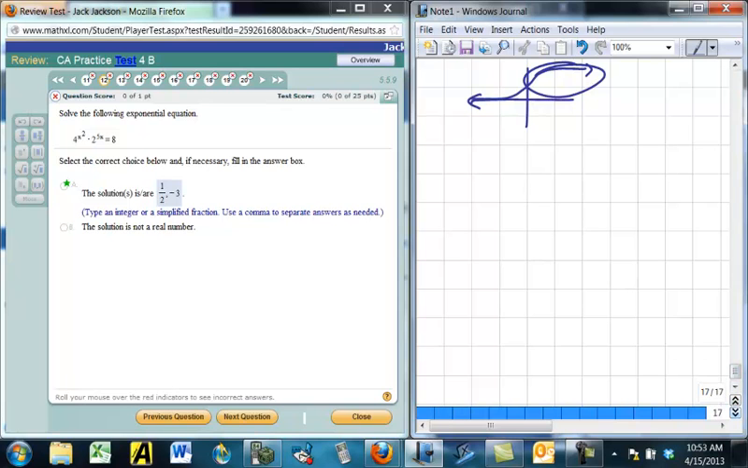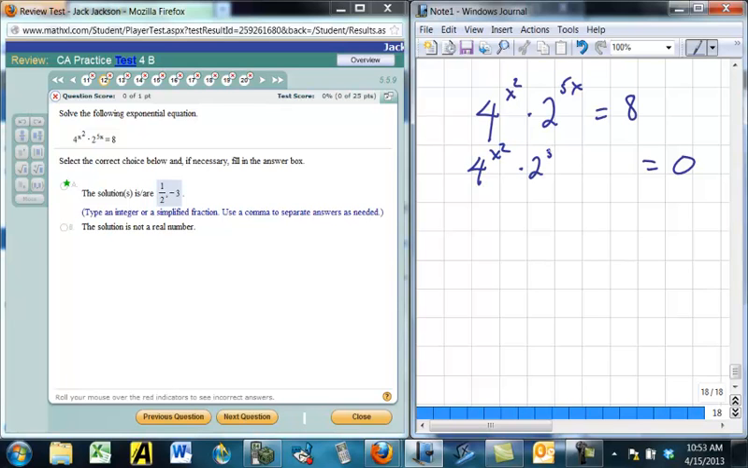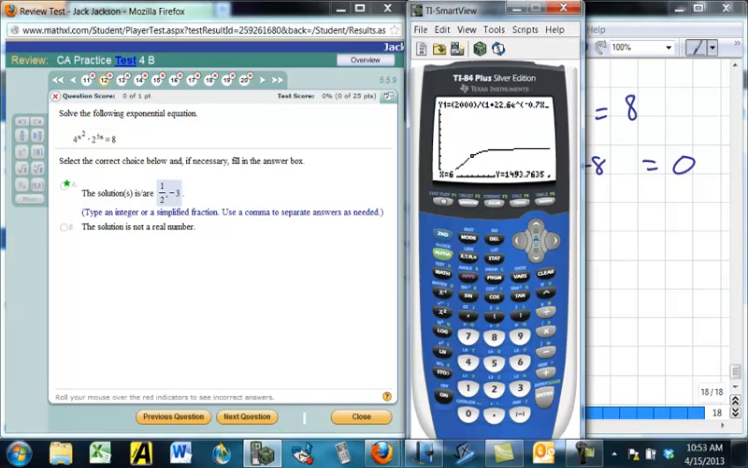Okay, the next one, we want to solve an equation: 4 to the power x squared times 2 to the power 5x equals 8. Okay, and we want to work this out. We could try to solve this algebraically, but we could also just do it on a calculator. So on the calculator, I'm going to get 0 here and do 4 to the x squared times 2 to the 5x minus 8, and we want to see where that crosses the x-axis.